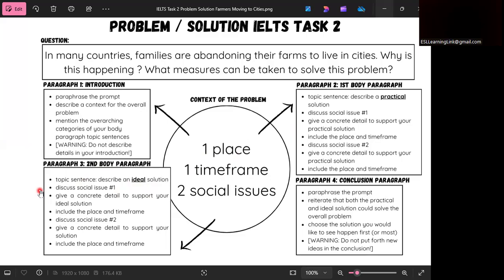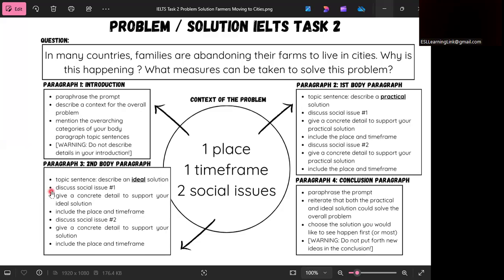So in order to have a really tight essay, you should continue to talk about the same social issue. How do you do that without repeating yourself? You have to know synonym language and variations of form. That's what you're being tested on.